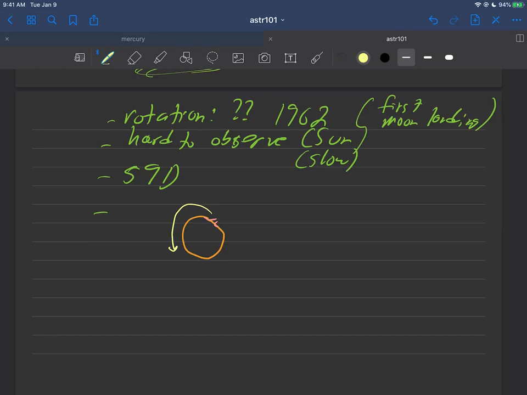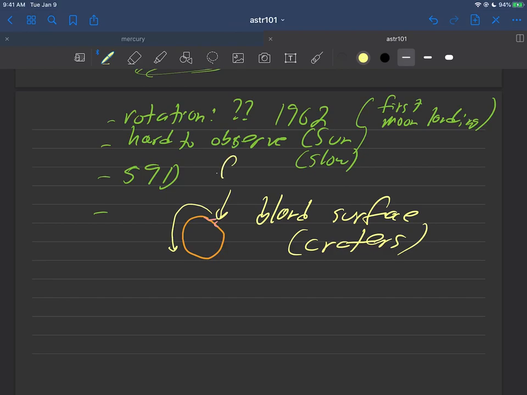But Mercury has a very bland surface. Sure, on Mercury there are a lot of craters, but hard to distinguish, right? And so we would have needed some feature like this in order to track it. But that was just hard to do. So what I'd like to show you in the next video is how they finally discovered that Mercury has this 59-day rotation.